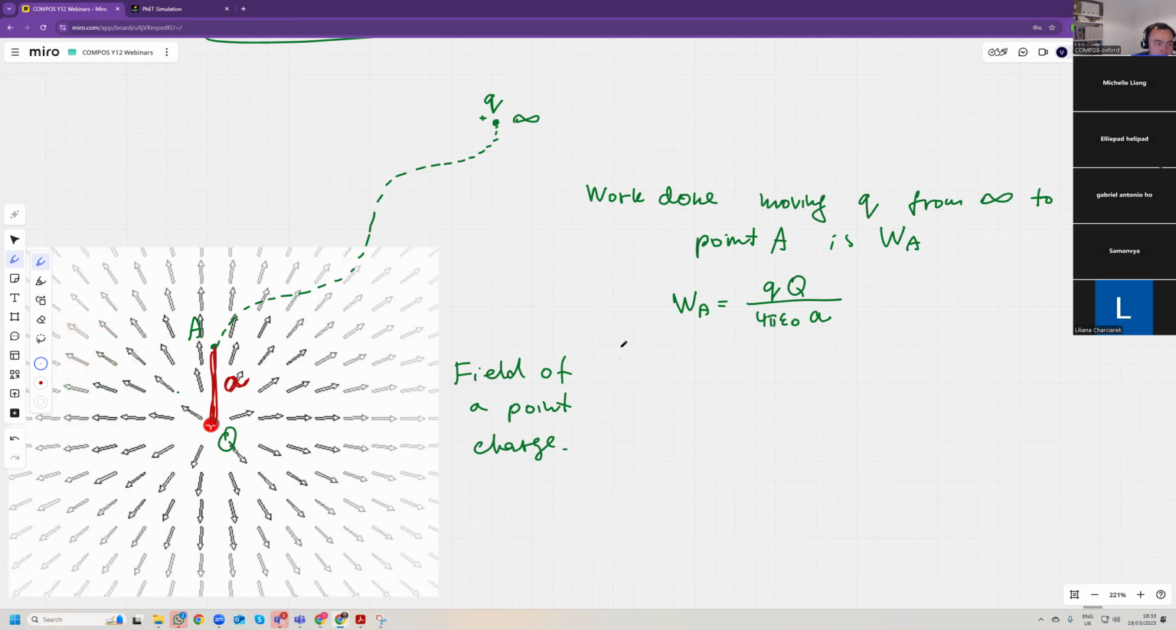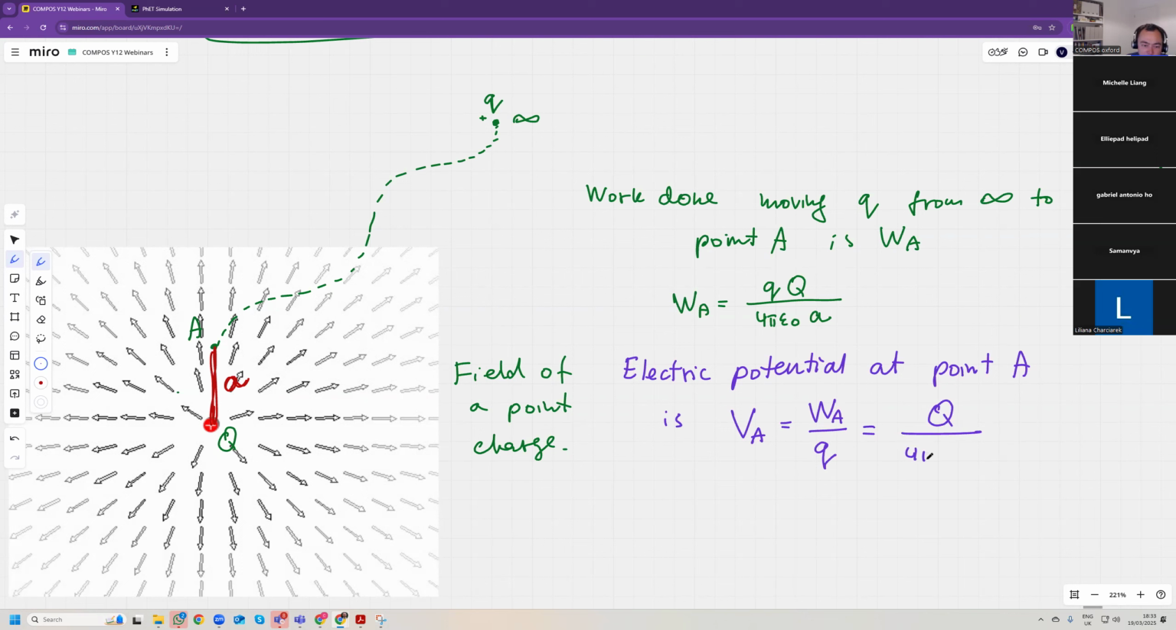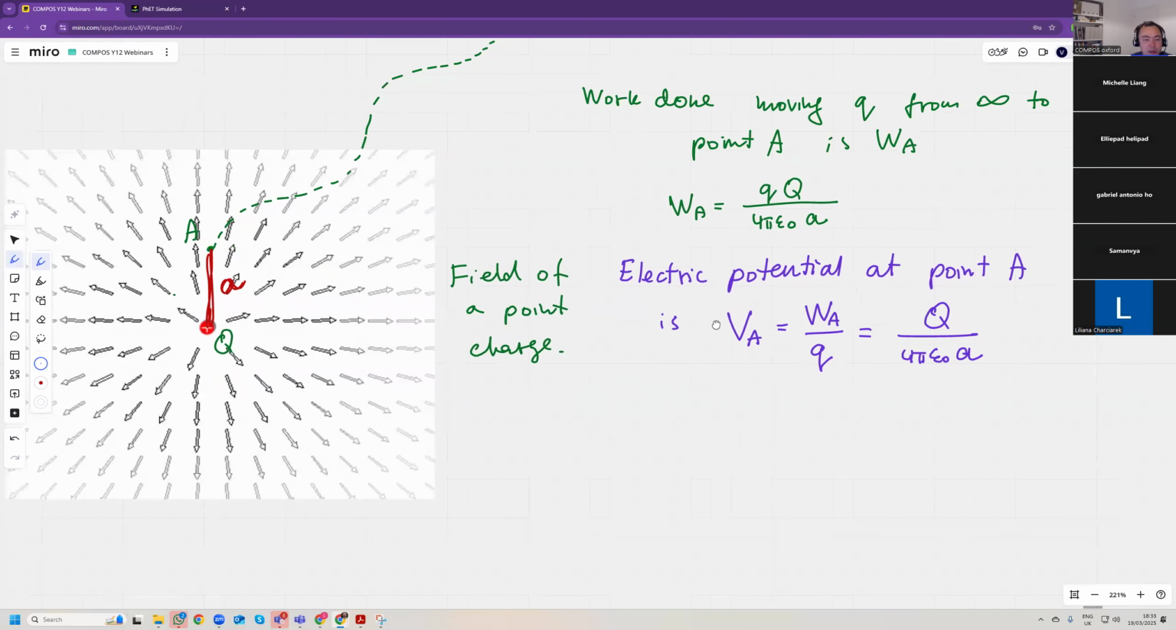The electric potential at point A is VA, is the work done per unit charge, so divided by Q. And if you divide WA by Q, you get Q divided by 4 pi epsilon naught A. So this is the electric potential around a point charge. VA equals Q divided by 4 pi epsilon naught A.